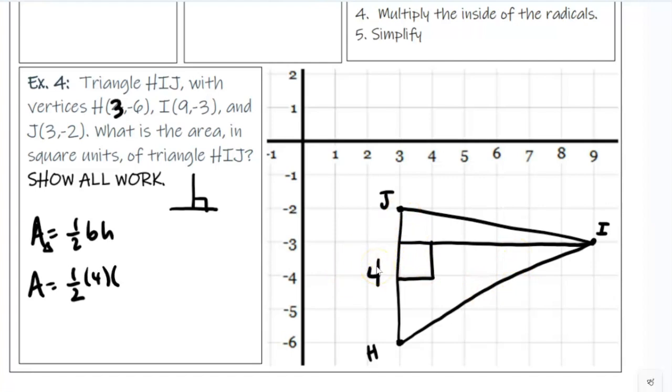And then we're going to multiply by the height, which makes a perpendicular line to the base, so a 90-degree angle to the base. So 1, 2, 3, 4, 5, 6. Now I got to the very top of the triangle. So that's 6. Put that all in the calculator. Half of 4 is 2 times 6 is 12. So that area is 12.